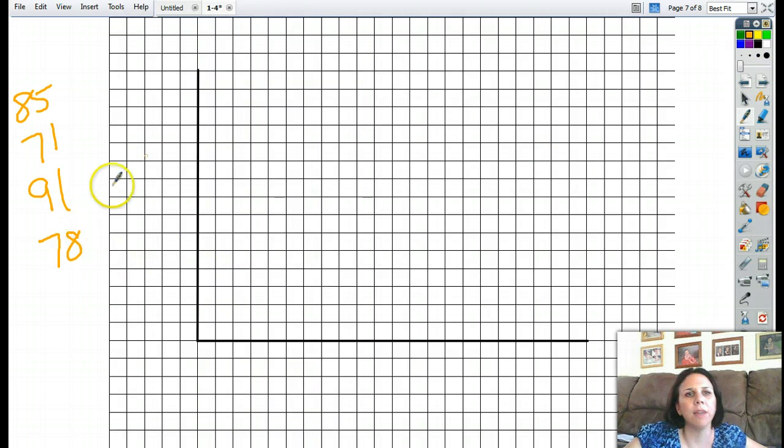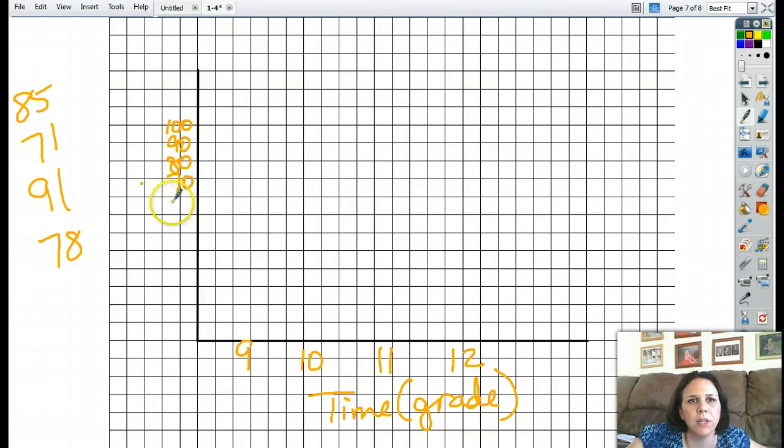Okay, so how would I graph this? Would the scores go here or here? Well, we're measuring the person, so the student X would go, actually no, I'm sorry. Let me try that again. Okay, so what would go down here is because we're measuring them over time, this would actually be time here. And we're measuring them, their grade level. So 9th grade, 10th grade, 11th grade, 12th grade. Okay, and then over here would be just like before. So 100%, 90, 80, 70, 60, all the way down.